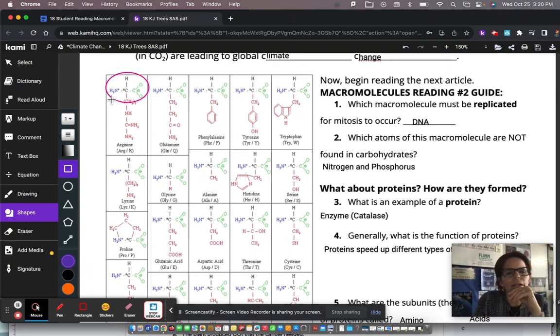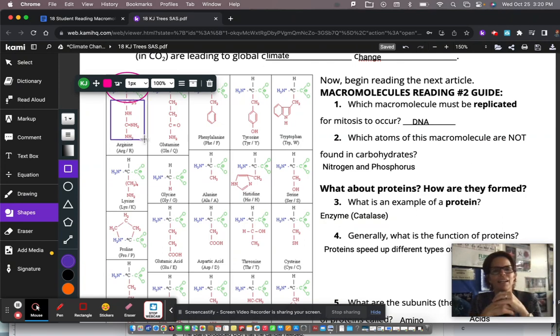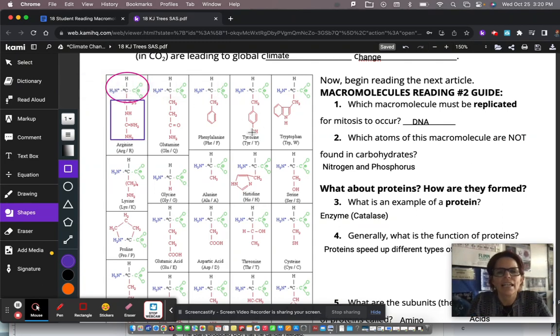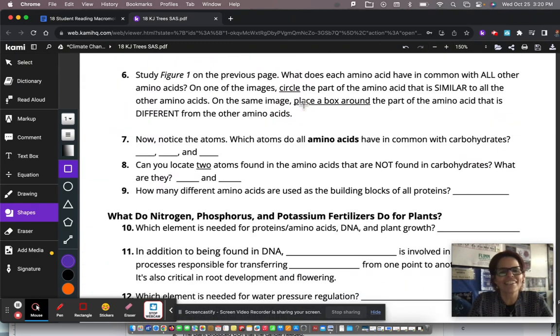So I'm going to place a box, see if I can make it work here, around the part of every amino acid that's different. And who remembers what that is called, the part of every amino acid that's different? It's called the what group? Who remembers? R group. That's it.